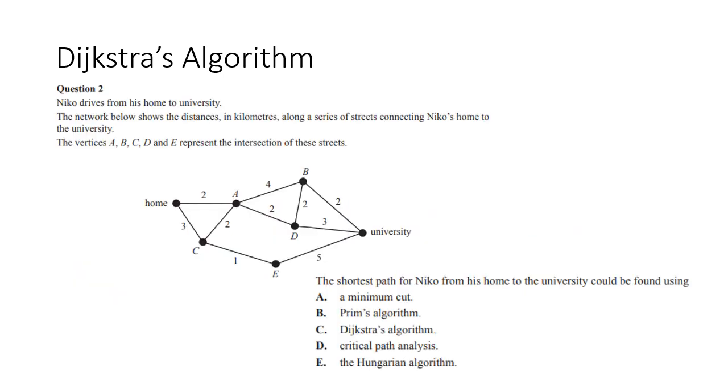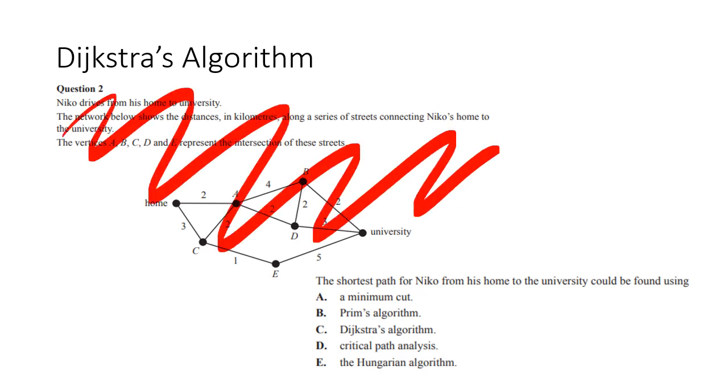Now, this is from the 2018 exam, and literally, huge amounts of this is just irrelevant. You don't need any of that at all. It just says here the shortest path for Nico from his home to his university. Shortest path, magic words. Shortest path means Dijkstra's algorithm. Done.